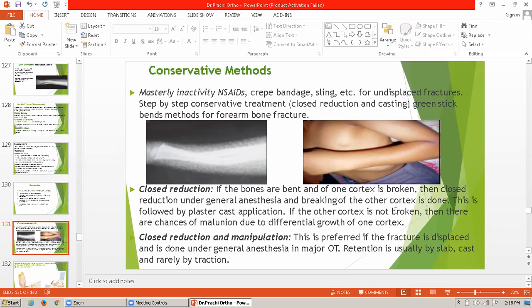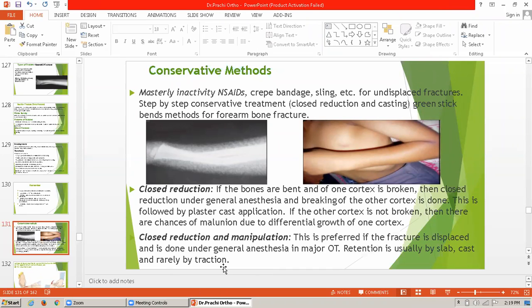And if the other cortex is not broken, then there are chances of malunion due to the differential growth of the one cortex. Closed reduction and manipulation is preferred if the fracture is displaced and is done under GA in major OT, and retention is usually by slab, cast, and rarely by traction.